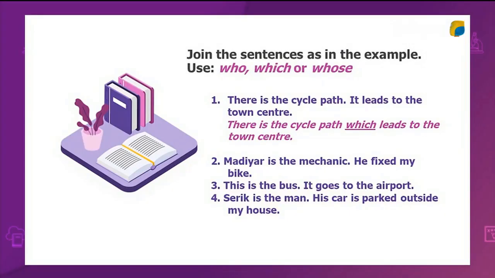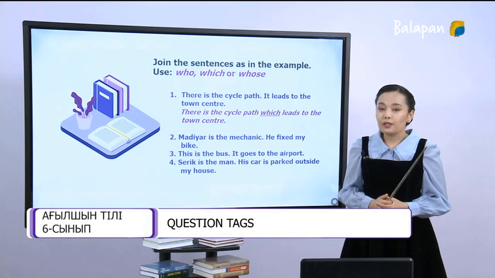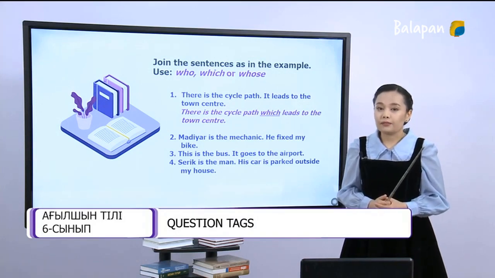Let's do next task. Join these sentences as in the example. Use who, which, or whose. Number 1. There is a cycle path. It leads to the town center. There is a cycle path which leads to the town center. Students, you have time to do this task.